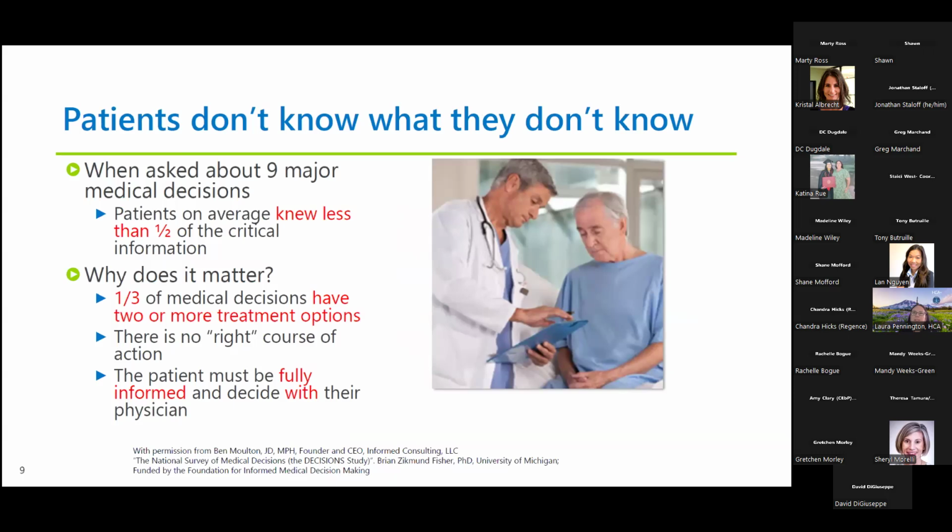So even though we're making all these important decisions, that same study highlights that we aren't necessarily making fully informed decisions. For example, according to the study, patients on average knew less than half of the critical information needed to make an informed decision. But it's okay, right? I trust my doctor. We have a great relationship. She has my best interest. Well, of course she does, but the study showed that at least a third of medical decisions have 2 or more treatment options. And that's when there's no single right course of action. So it's important that the patient is fully informed and makes that decision along with their provider.